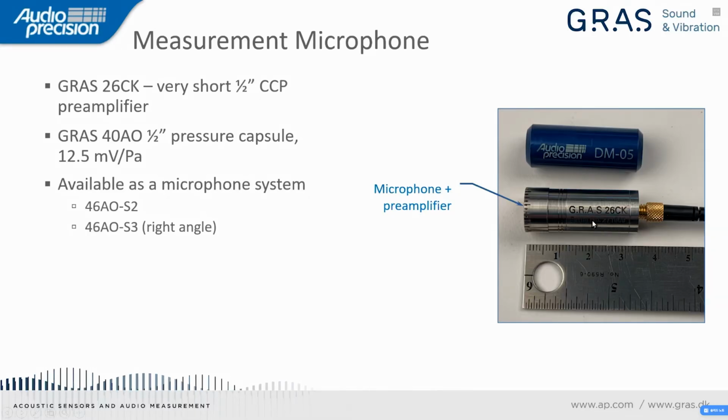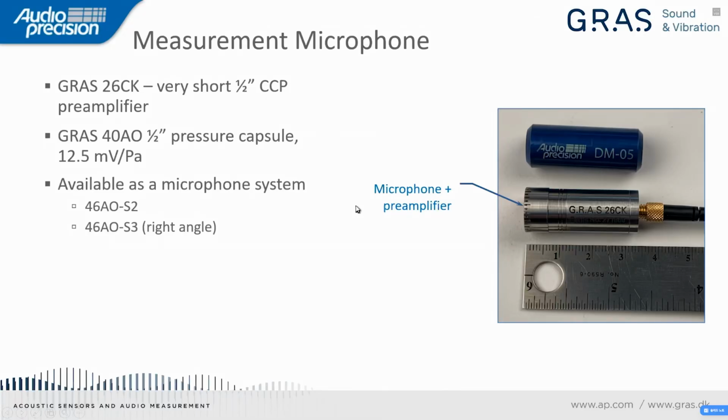This is the preamplifier and the pressure capsule combined. And as you can see, the total length of the two combined is about 37 millimeters from tip to tip. So that's really important when you have such a small working space in the acoustic test chamber.